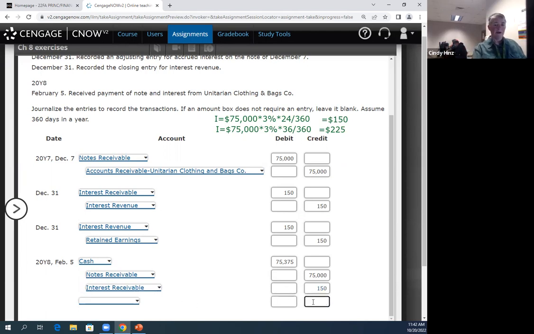And the remaining part is the $225, which represents the revenue that belongs in this year, in 2018. We reported the December revenue in 2017. We're going to report the January through February 5th interest revenue in 2018, where it belongs.